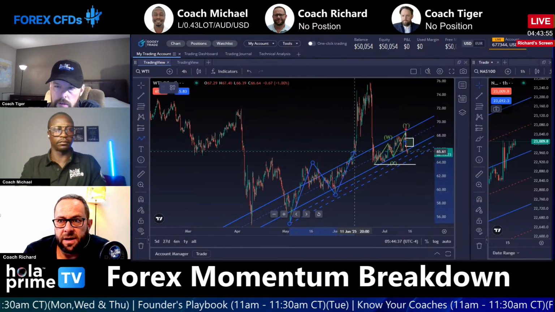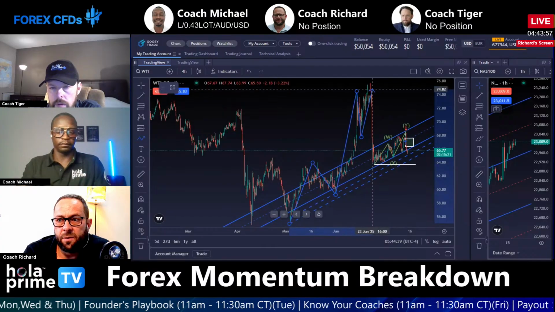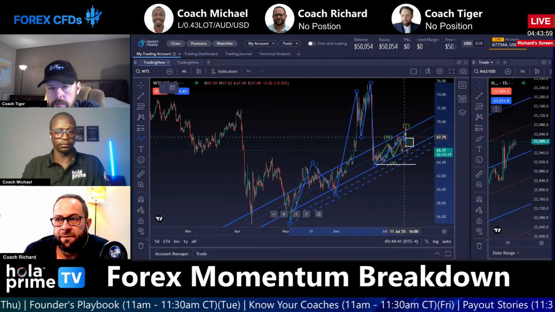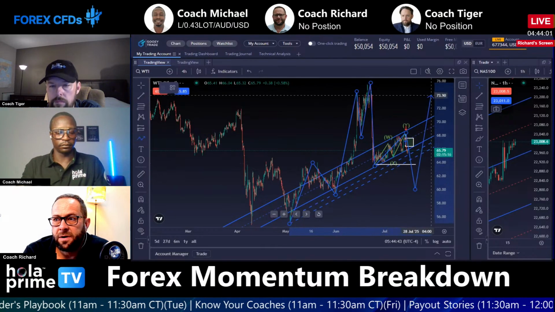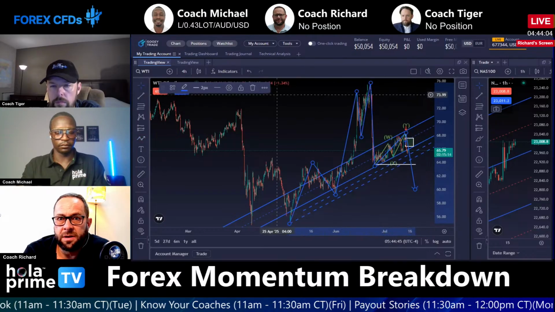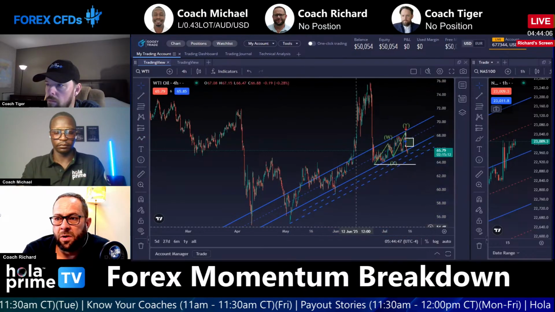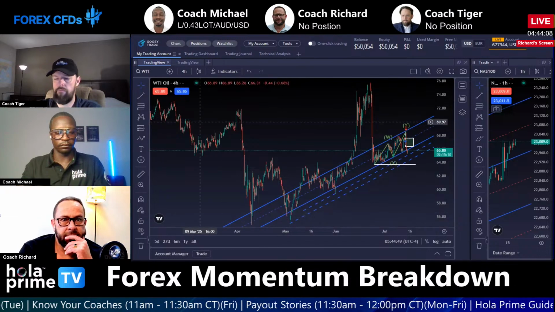Maybe first, second, third, fourth, fifth move. Now, some very violent corrective move, then a continuation upside. And crude oil can move very violently.